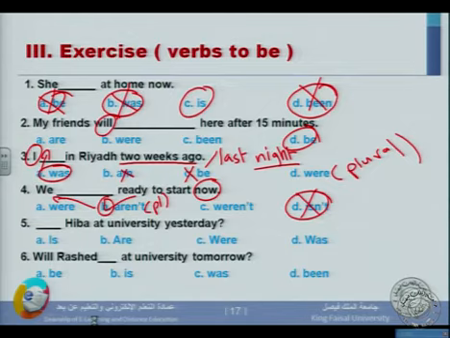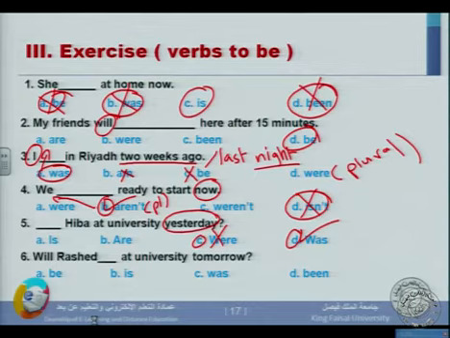هبة فراغ at university yesterday. is هبة or are هبة ولا were هبة ولا was هبة؟ was هبة. was هبة at university yesterday هي ماضي. كيف عرفت انه ماضي؟ لأنها yesterday. طيب ممكن في ناس يسألوا was ولا were؟ شو لازم تكون؟ هذا السؤال اللي ممكن يحير. هبة مفرد ولا جمع؟ مفرد، إذا تأخذ was. لو كانت الجمع مثلا نحكي students ناخذ were.